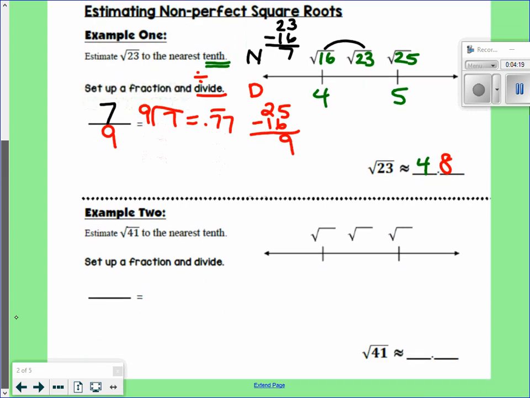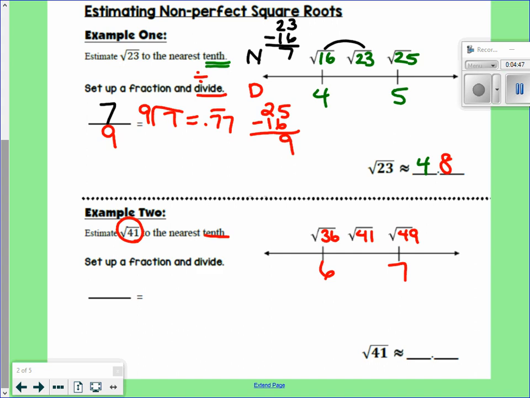Okay. Let's try this one. Now we're going to estimate the square root of 41 to the 10th place. So the square root of 41, we know falls between two consecutive perfect squares, right? Okay, and what's the one right before it? 36. And the other one is 49. And the square root of 36 is 6. And then that should be 7, right?